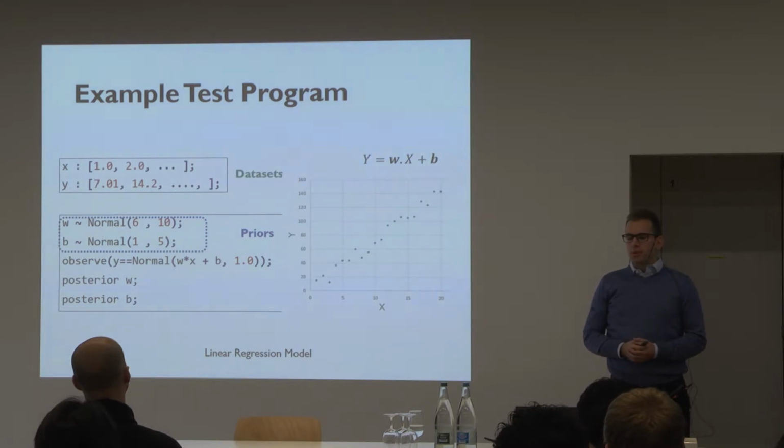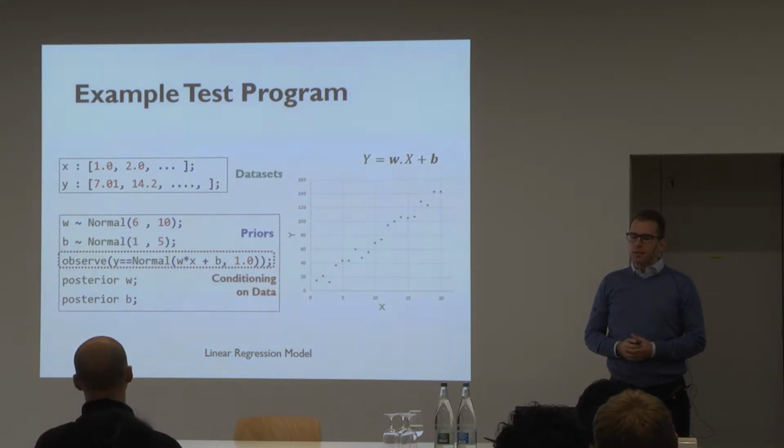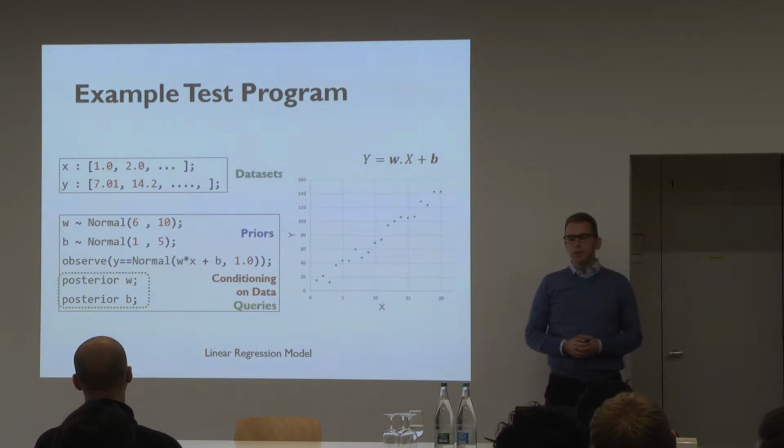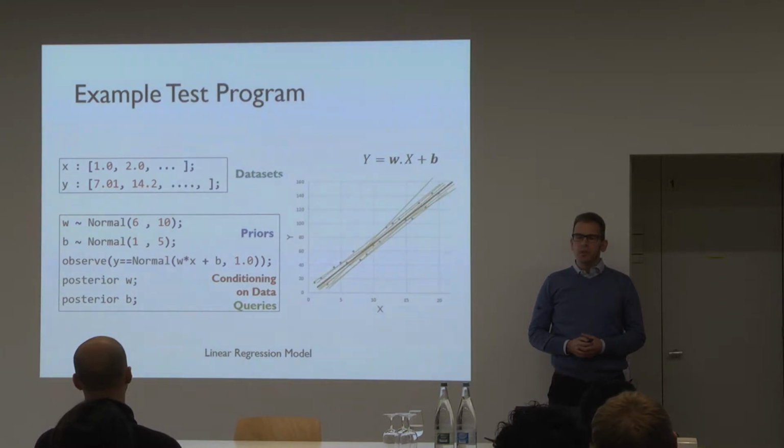So we start with some prior distribution. We express some assumptions about weight and bias. Then here is how we specify conditioning on the data. And finally, we want to know the posteriors of the parameters, which can tell us both what's the most likely value and how much noise we have around it.